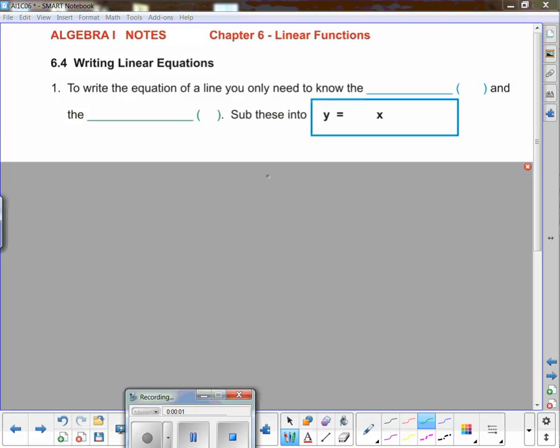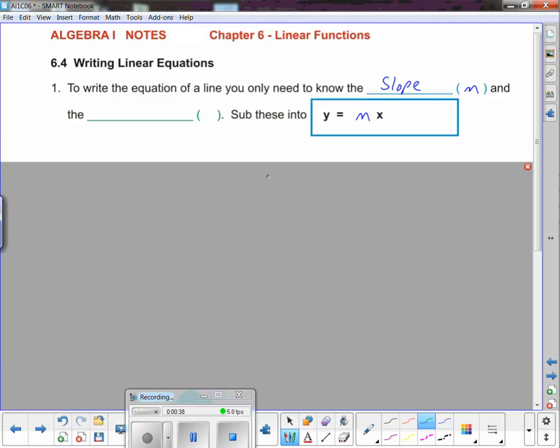Okay, so we are going to write linear equations. Writing linear equations. All right. So to write the equation of a line, you only need to know two things. Just two and two only. You need to know the slope, which of course is the m, and therefore in the little blue box we'll put the m where the m goes, right?